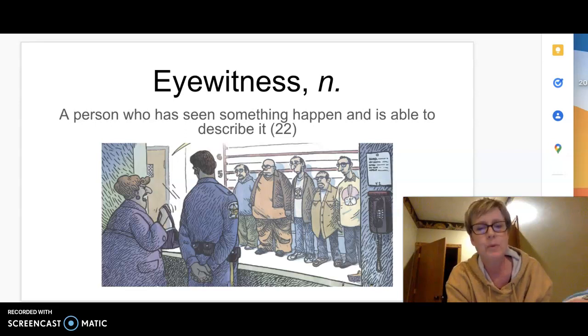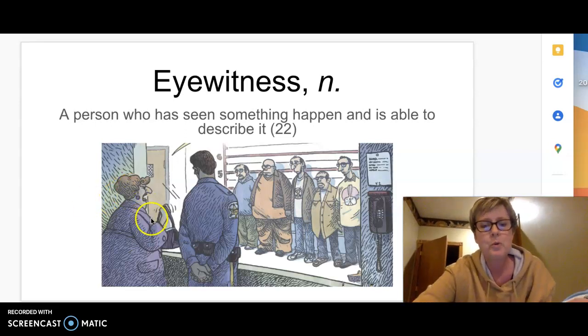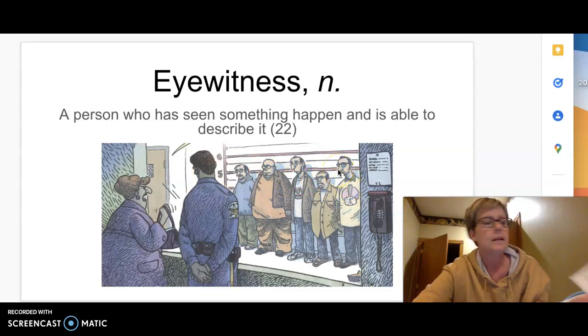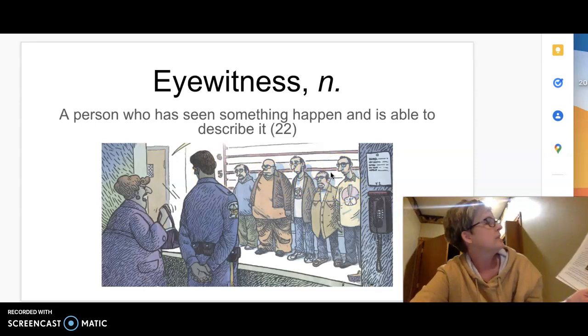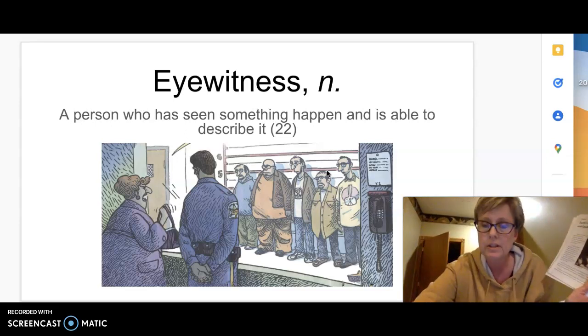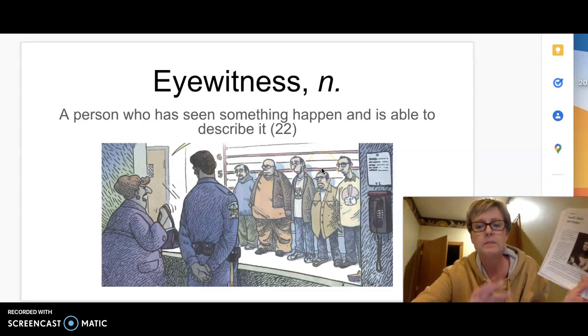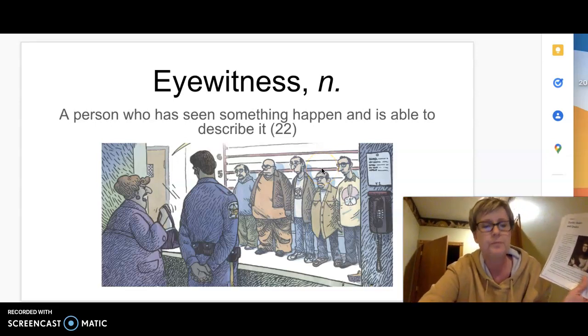The first one is eyewitness, which is a person who has seen something happen and is able to describe it. In this picture, this woman, I think somebody stole her purse, and she was an eyewitness because she saw it happen, and she is looking to see which person it was. In your book, it is on page 22, and it says that the Italian writer Francesco Petrarch penned the following eyewitness account of the Middle Ages. So he saw what happened in the Middle Ages and gave an account.